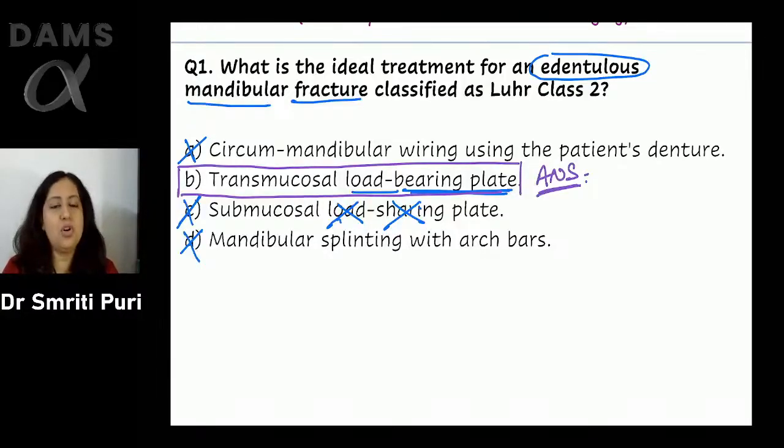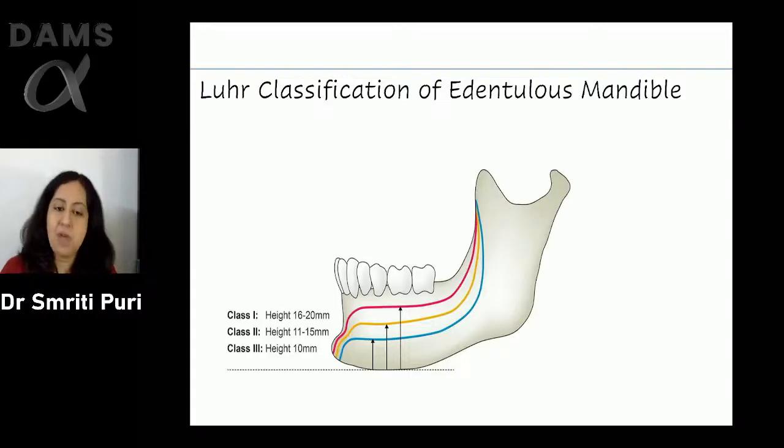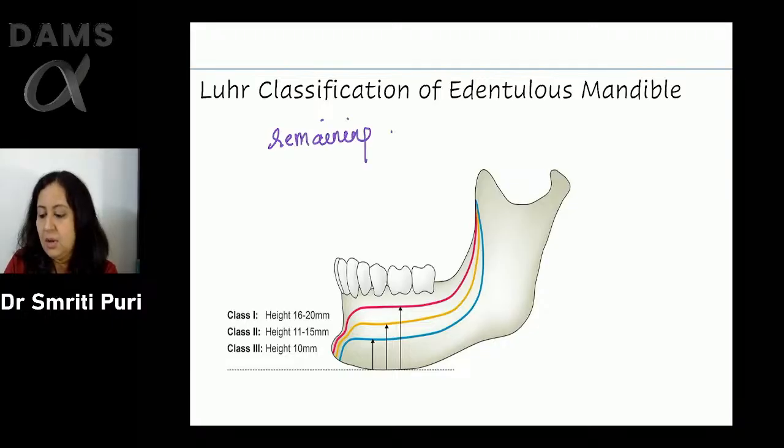Even if you do not know what Lure's classification is, you can attempt based on your common sense and whatever has been taught to you in the class. Now let us see what Lure's classification is. This is important and can be asked in your exam. Lure gave a classification based on the remaining ridge height of the edentulous mandible, that is, on the basis of remaining alveolar ridge height.